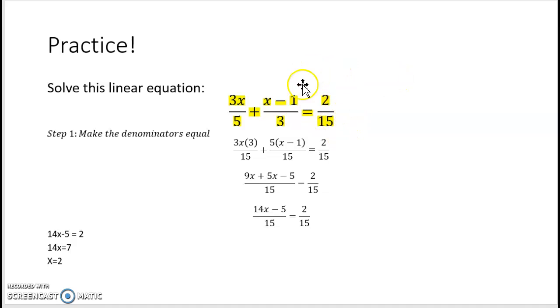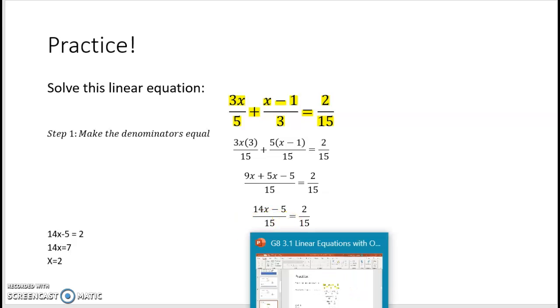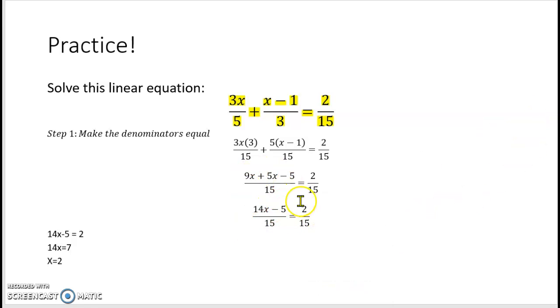Okay? So we're left with 3x times 3, 5 times (x minus 1), use distributive property, and you get 9x plus 5x minus 5. And then you combine them together because they have a common denominator now. Okay, so once you collect like terms on the numerator, you get 14x minus 5, and then again, the denominator is 15. So how do we get rid of the 15?